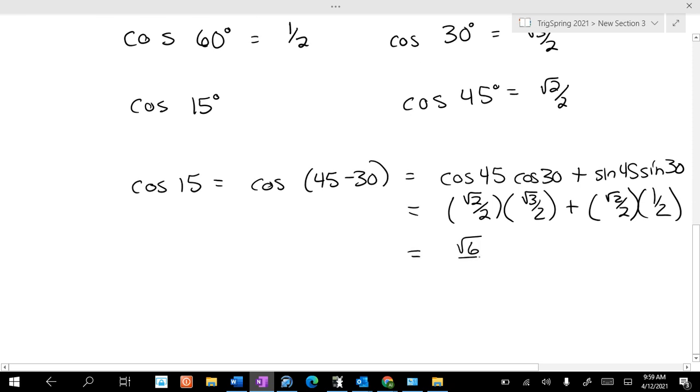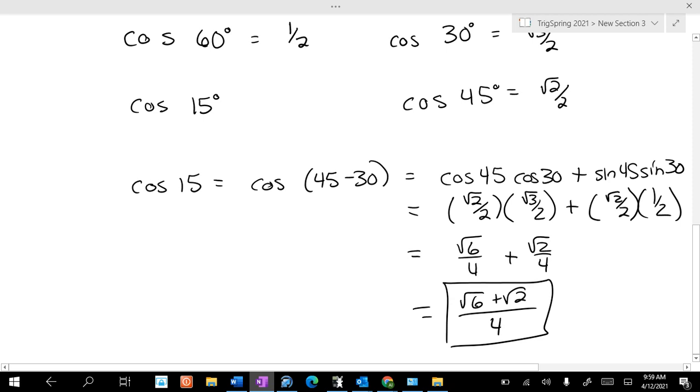You get the square root of 6 over 4 plus the square root of 2 over 4, because you multiply the numerators and you multiply the denominators. When you add, you count with the common denominator, you leave the denominator alone. So it's the square root of 6 plus the square root of 2 all over 4. We're done. So that's our end goal today, to be able to do this. But we've got to take steps in getting there.